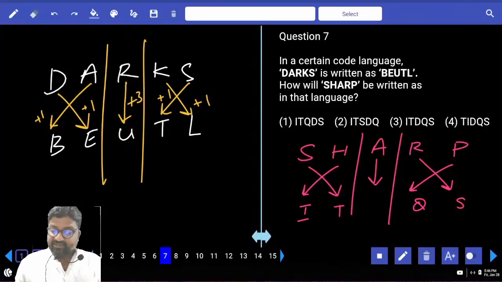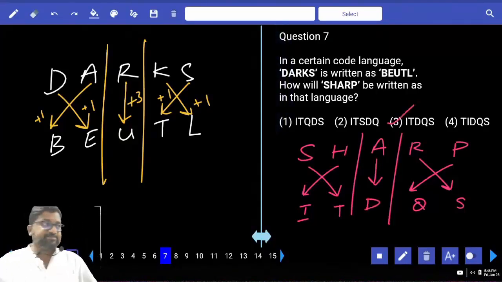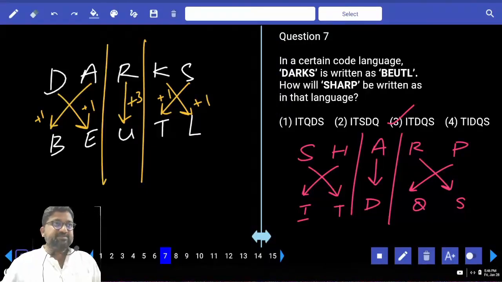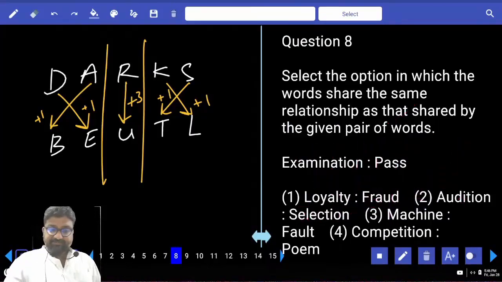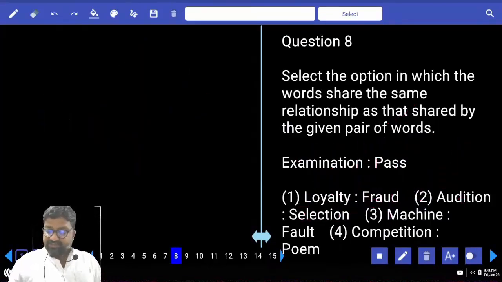Plus 3. 1 plus 3, 4. 4 is what? D. ITDQS. Third option. Done. Let's go for the next question. What's the answer for this?